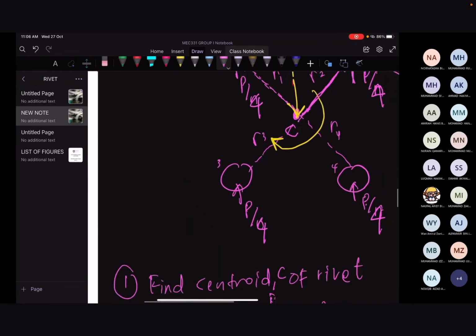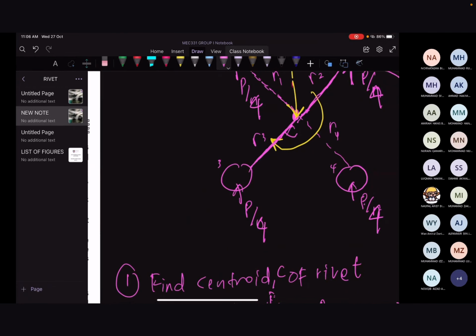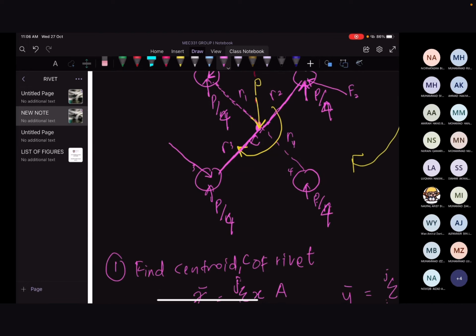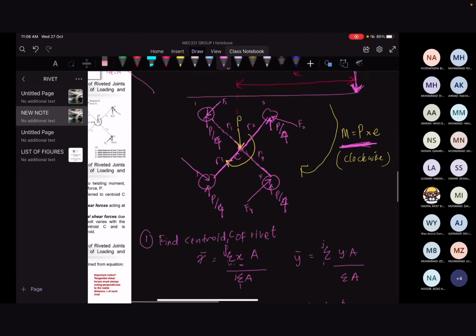Okay, tengok F3 pula. Dia mesti kena tangent to this radial distance R3. So, dia akan jadi macam ni. Dan direction dia kena anti-clockwise. So, dia jadi macam ni. Dan R4 ni pula, dia tangent to the R4. So, dia akan jadi macam ni. And kena anti-clockwise. So, F4 awak macam ni. Dah habis pasal the forces, dua forces ni. Ada lagi satu force yang kita kena kira lah.